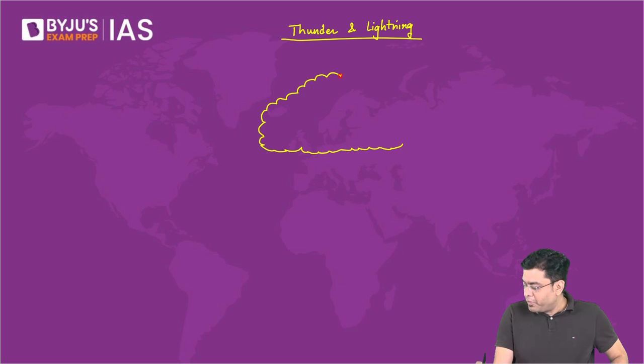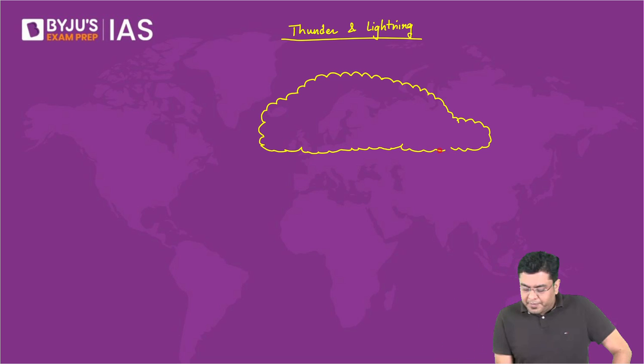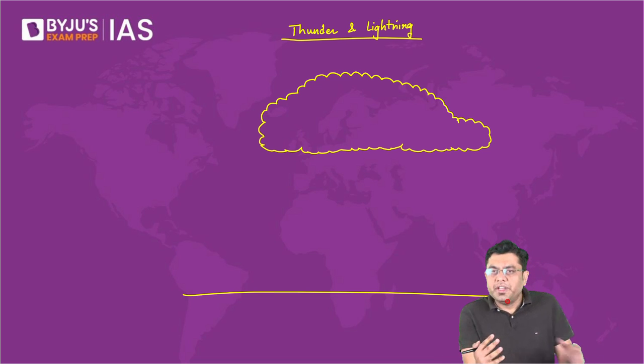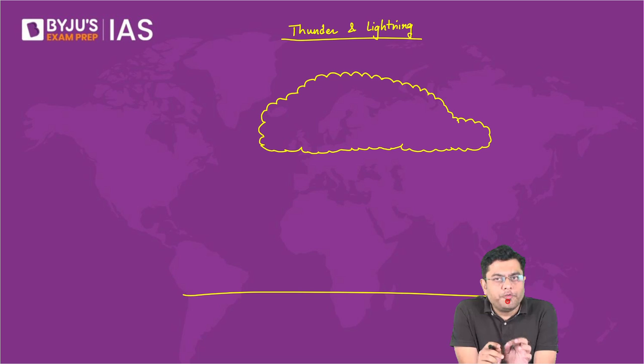We have a cloud formation here. Now, let's suppose this is the ground surface. In the clouds in general, you will have a lot of various different ice particles. They will be present in significant quantity. When the particles rub against each other, they develop a charge. In general, whenever you have particles rubbing against each other, they will end up developing a charge, isn't it?